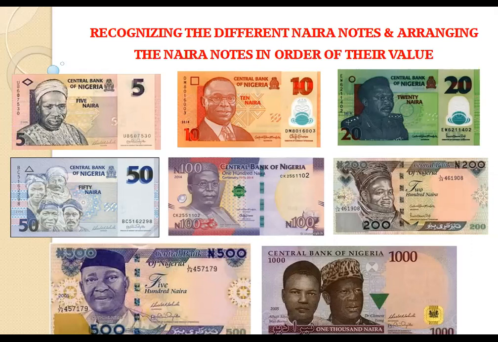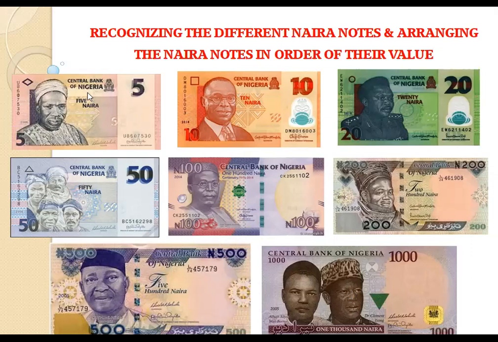Then another thing, I should be able to arrange. Arranging means I should be able to tell which is small, which is big. And then I should be able to arrange them in the order of their size, either from the smallest to the biggest or from the biggest to the smallest. So here we are arranging in ascending order from the smallest money to the biggest. So we are arranging from the smallest notes to the biggest.